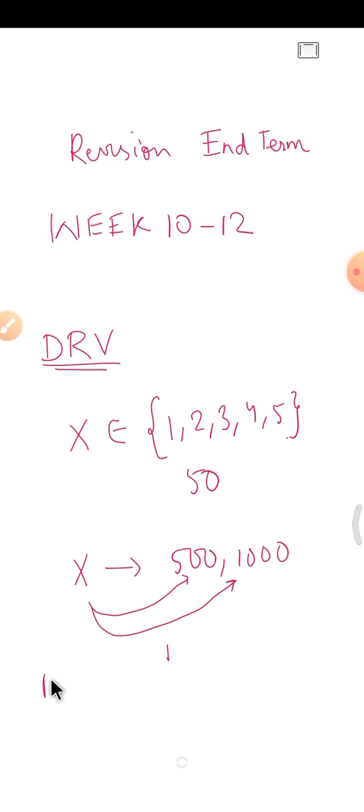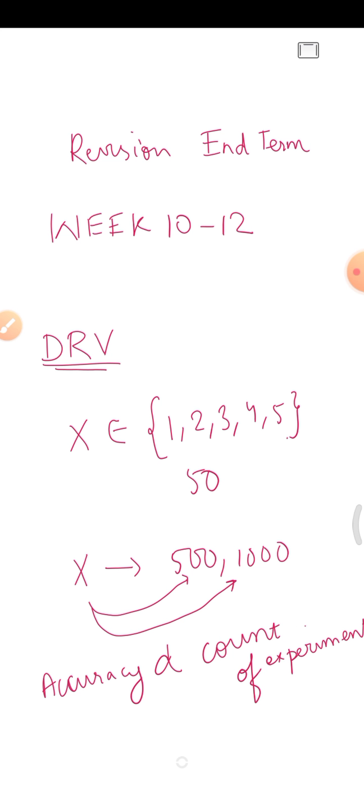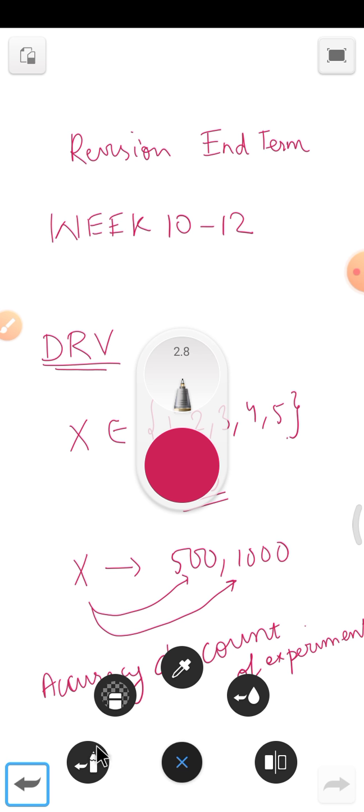So accuracy will be directly proportional to the count of experiment. So here, it's not like we cannot find an approximate value for even 50. It is possible, but I am just telling you about the accuracy. So let's just dive into the question part.